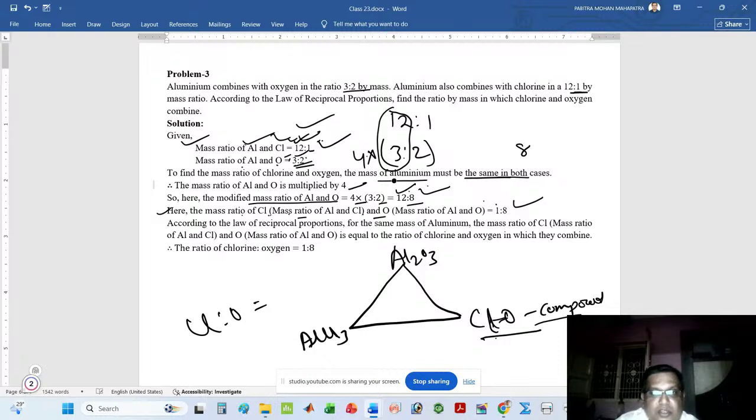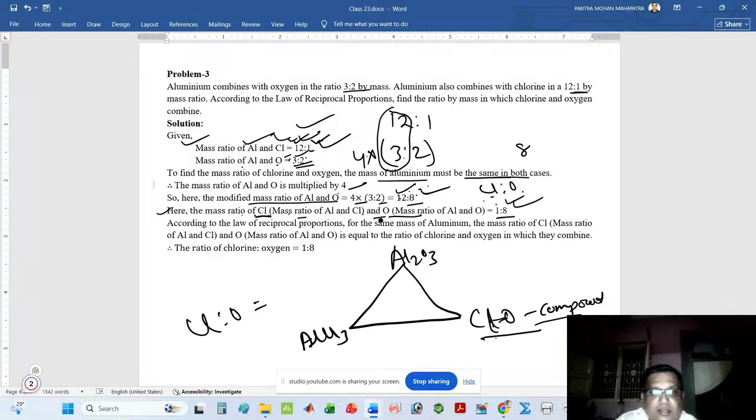Here 8 represents oxygen, 12 represents aluminum. So oxygen means 8, I have written here. I have taken the oxygen in the second part. Here I have taken chlorine in the first part. So here the ratio must be what? Chlorine is to oxygen. Chlorine means how much? Chlorine means here I can write 1, and oxygen means I can write here 8. So the ratio is 1 is to 8. So here I can say that the mass ratio of chlorine and oxygen is 1 is to 8.